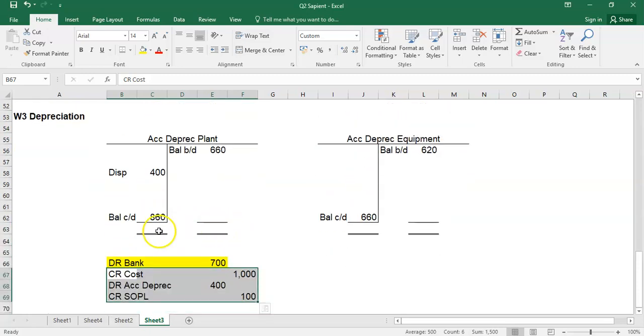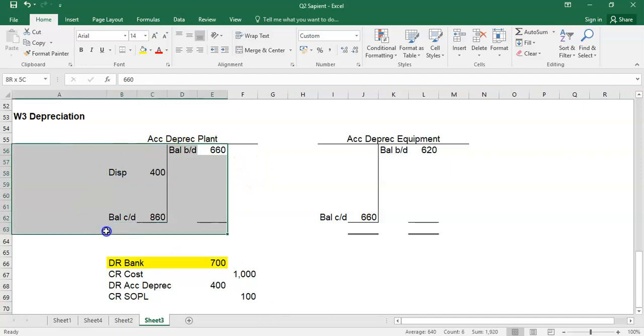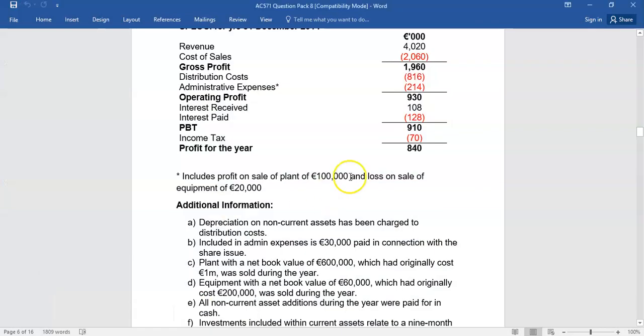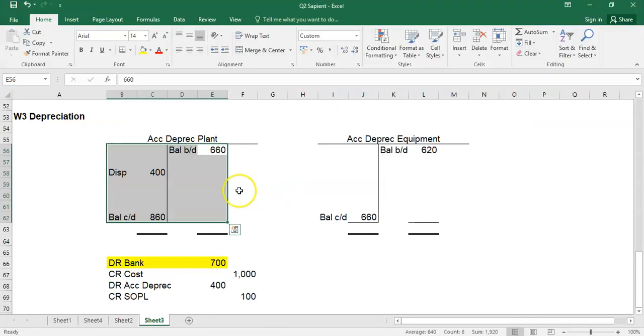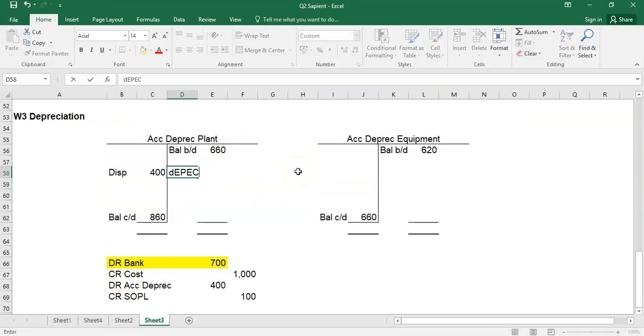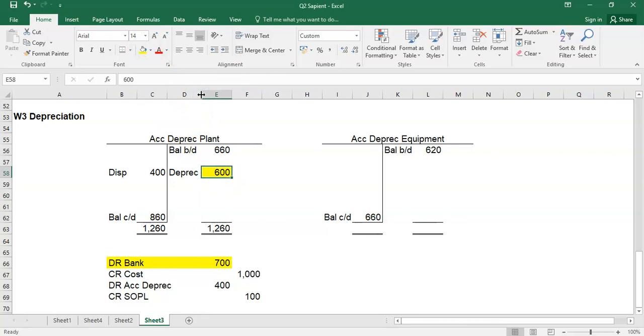And what you can also solve for there then is, well, to make this accumulated depreciation work, because you're always assuming these figures are correct in the balance sheet, you're saying, how can I get from 660 to 860 if I've already taken off a disposal during the year? Well, you must have charged depreciation for the year of the balance. So that balance this side must be 1260, has to be the same both sides. So your balance here, 600. And that is in yellow, that's a plug figure. So we know the depreciation charged for plant for 2014 was 600, and you're going to add that back.